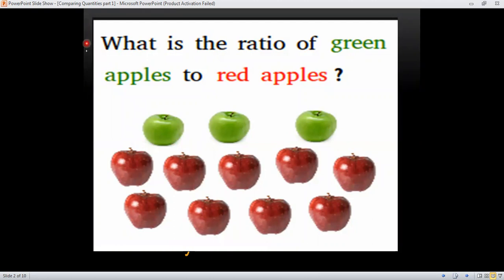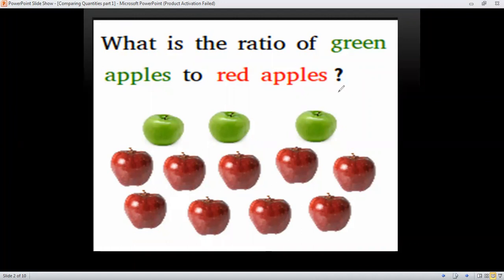So let's first start with what is ratio and proportion. If I explain ratio with an example, from here you can see, what is the ratio of green apples to red apples? The number of green apples is 3 and the number of red apples is 9. Now how will we find the ratio?